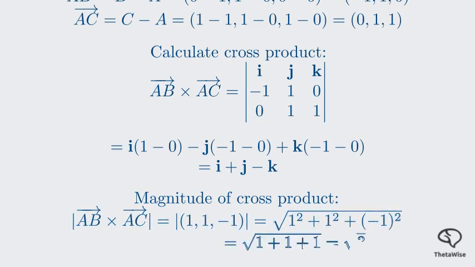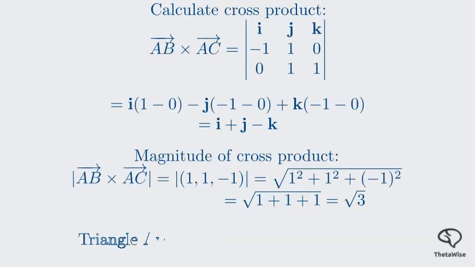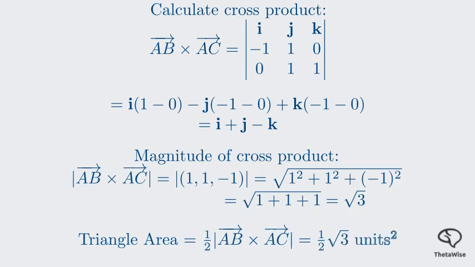Now we need to find its magnitude. The magnitude is the square root of 3. Finally, we apply the triangle area formula. The area of the triangle is 1/2 of the square root of 3 square units.